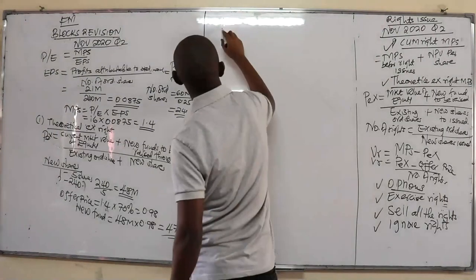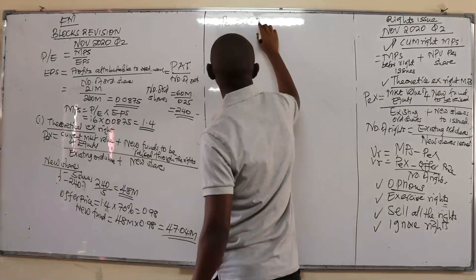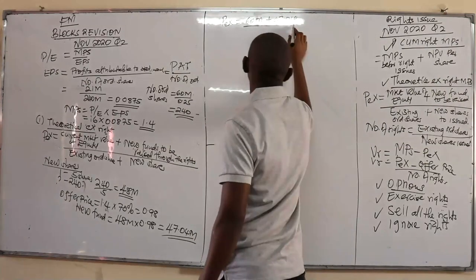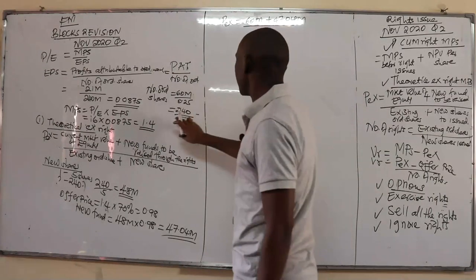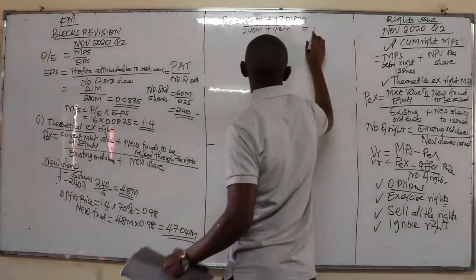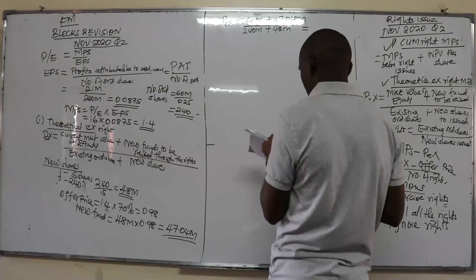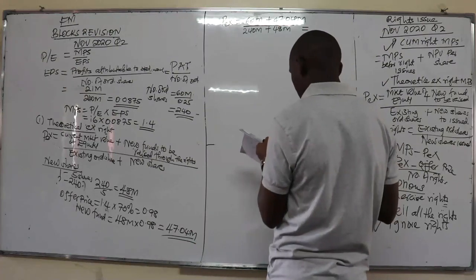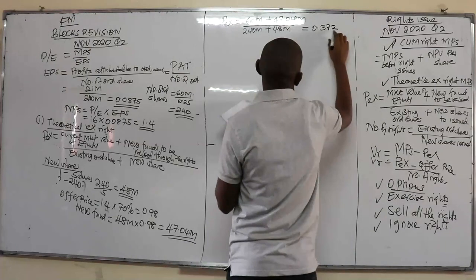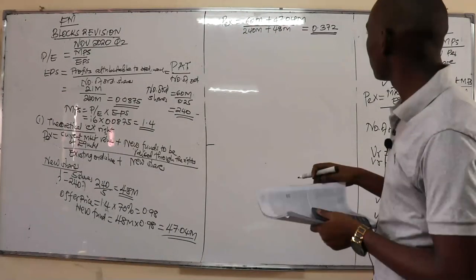So the TERP in this case will be given by the current market value of equity, which is in the capital reserve, which was 60 million. You add the new funds to be raised, which is 47.04. Then you divide by the existing ordinary shares, they were 240 million. Then you add the new shares to be issued, which was 48 million. So in that case, it will be 60 plus 47.04, you divide by 240 plus 48, which in that case will be 0.372. That is now the TERP.